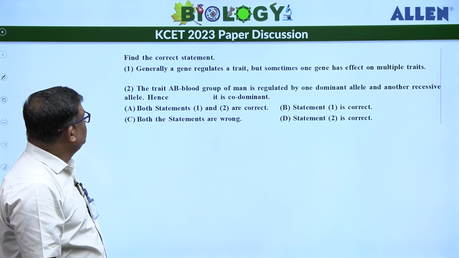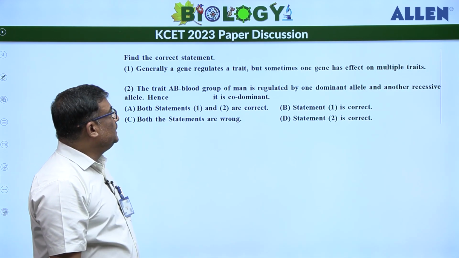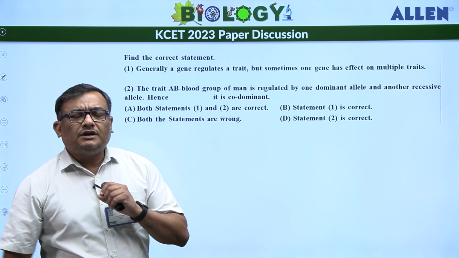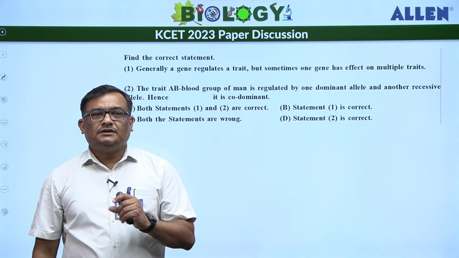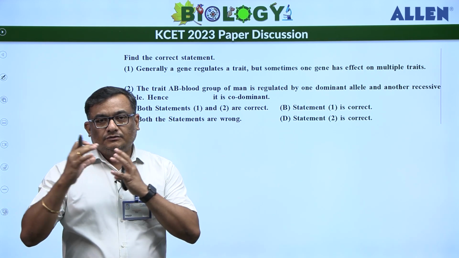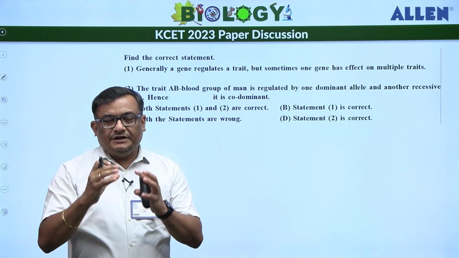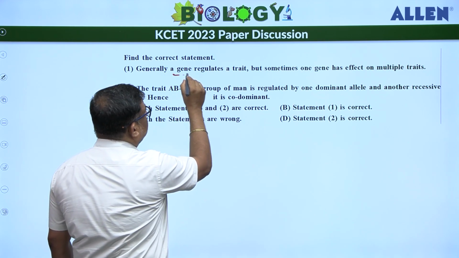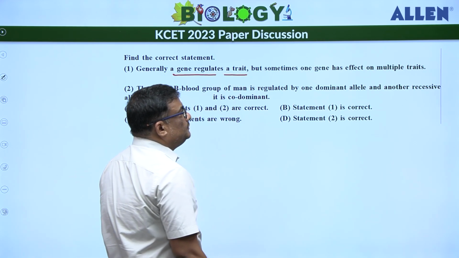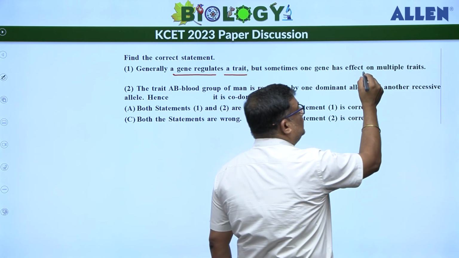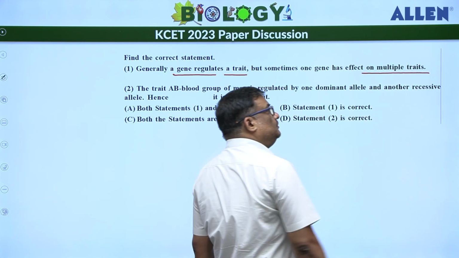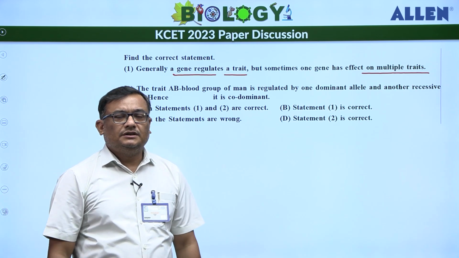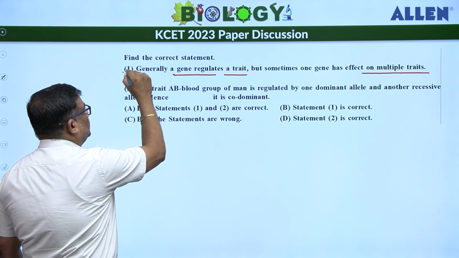Next one. Find the correct statement. Generally a gene regulates a trait, but sometimes one gene has effect on the multiple trait. Now, whenever you are coming across such questions, my advice is that don't read in a hurry, because I read it very fast. Have patience and read the questions very properly. Generally a gene regulates a trait, but sometimes one gene has effect on multiple traits. You must have read about the multi-gene effect given properly in your NCERT. This statement is perfectly right.